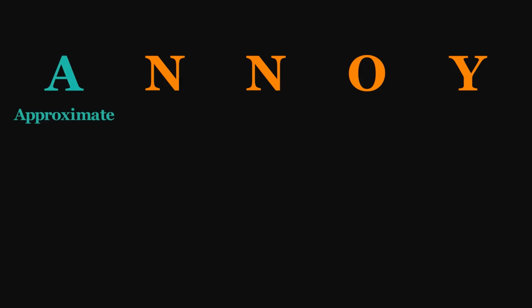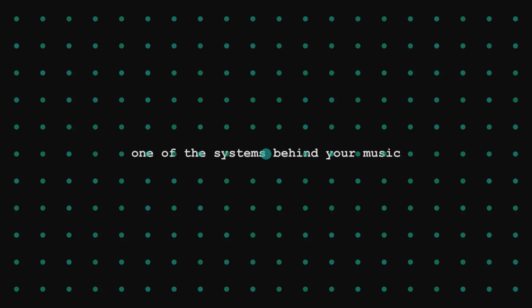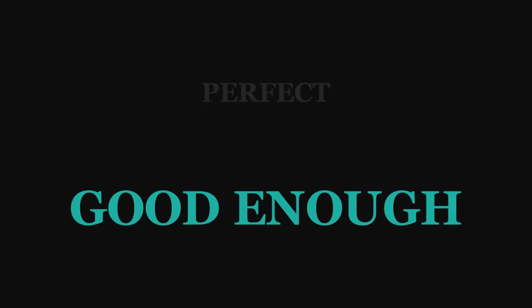This algorithm is called Annoy. Approximate Nearest Neighbors. Oh, yeah. That is genuinely what it stands for. And it became one of the systems behind modern music recommendation. All because of one simple idea. Maybe you don't need the perfect answer. Maybe you just need a good one.